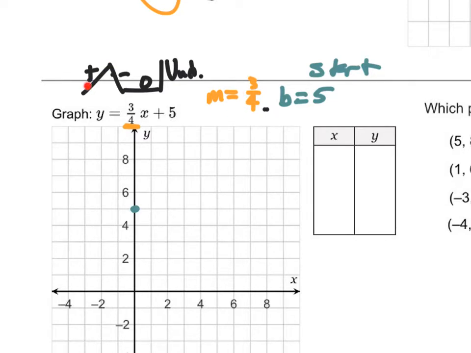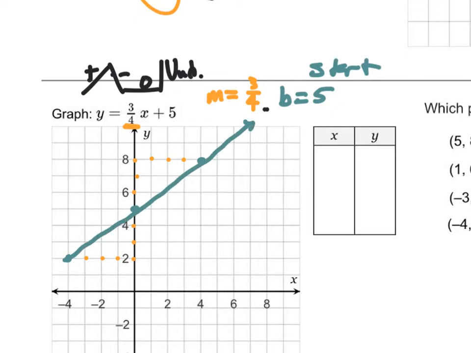So my line's going to go in this direction. I'm going to go up 3 and then over 4 because that's my slope. I go up 1, 2, 3, and then over 1, 2, 3, 4, and plot a point. Then I go down 3 and over 4: down 1, 2, 3, and over 1, 2, 3, 4, and plot a point. Then I'm just going to connect these points.